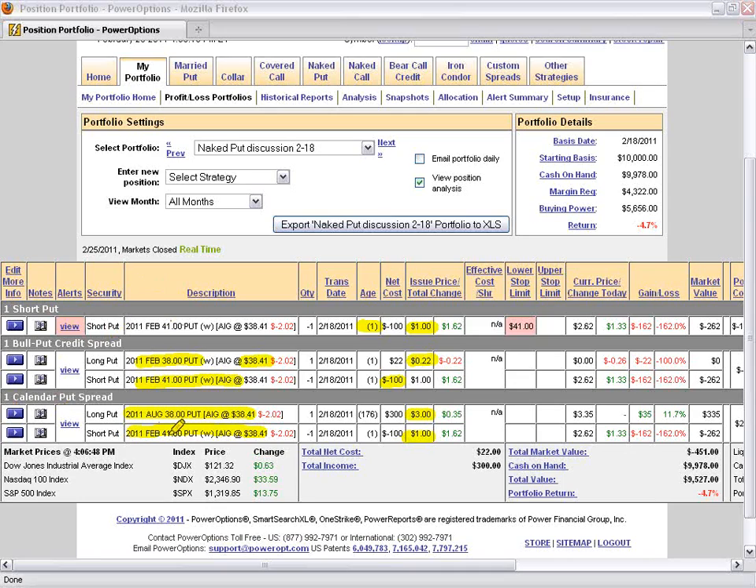Would the calendar put spread, setting it up in this fashion with the out of the money put, using the put that's further out in time, which one would work better? Well, because the stock dropped, none of them worked well.